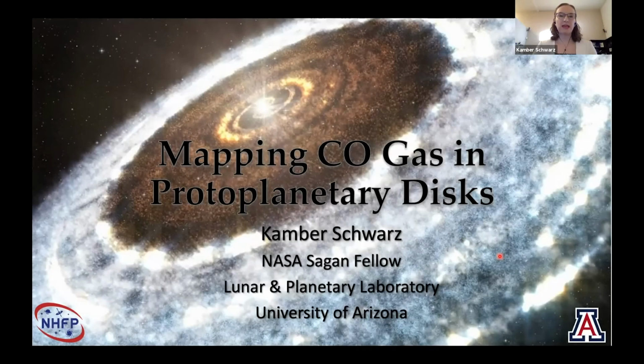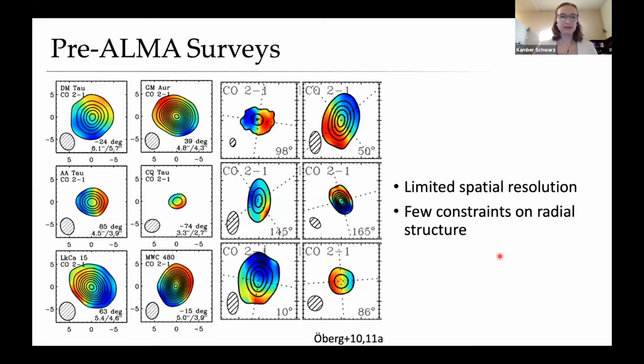So this is going to be a very observationally focused talk, particularly looking at results from ALMA and what they tell us about the distribution of CO in protoplanetary disks. Before ALMA, our maps of CO in protoplanetary disks looked like this, with a couple of beams across the CO disk. Because of this limited spatial resolution, it was really difficult to get observational constraints on any radial structure of CO in the disk beyond there being brighter emission at the center and weaker emission at large radii.